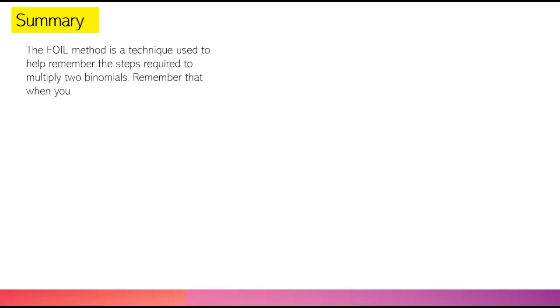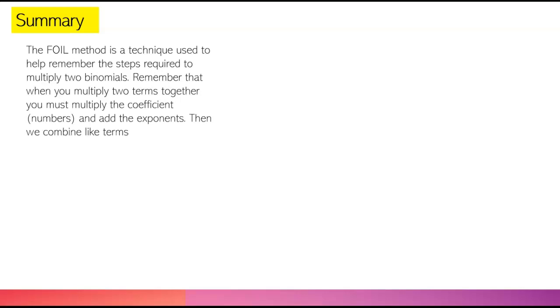To summarize, the FOIL method is a technique used to help remember the steps required to multiply two binomials. Remember that when you multiply two terms together, you must multiply the coefficients or the numbers and add the exponents. Then we combine like terms, if we can.